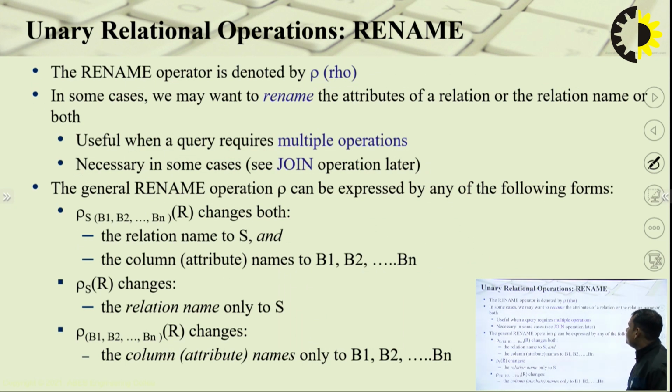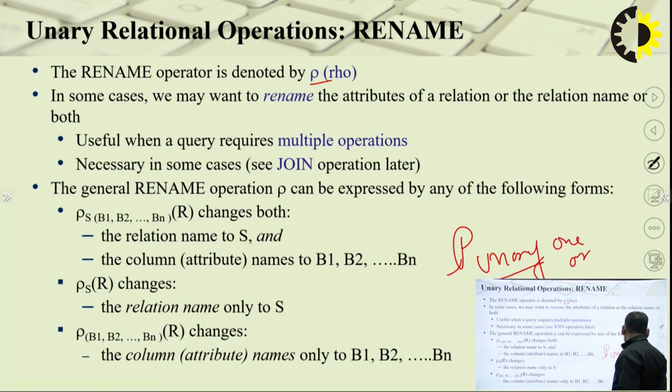Rename operation, the rho operation, basically the notation of the rename operation. The rename operation is also a unary operation. Unary operation means it is used on just one table or one relation.